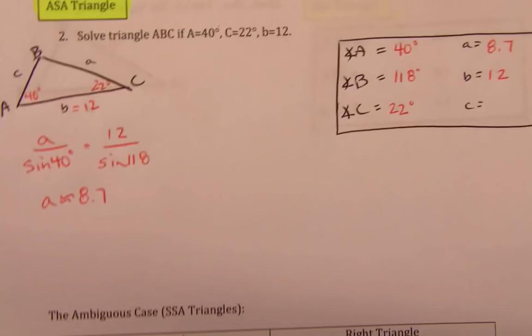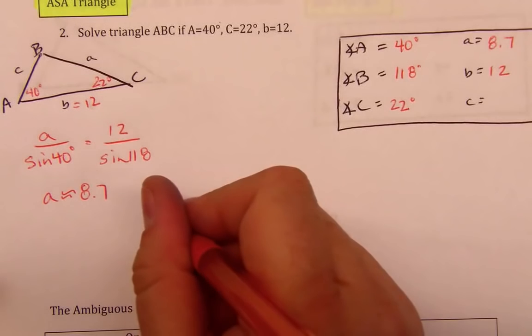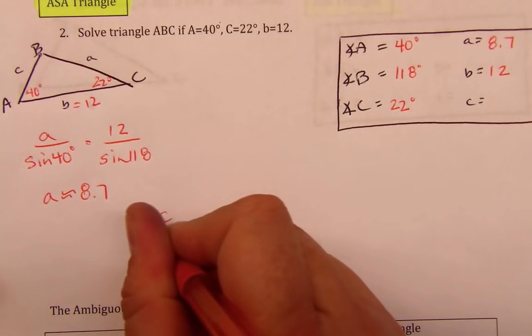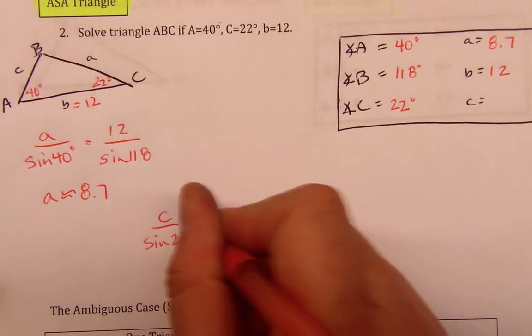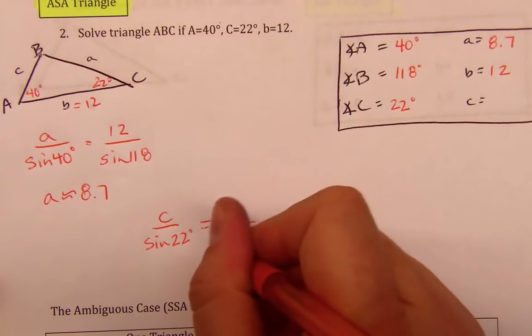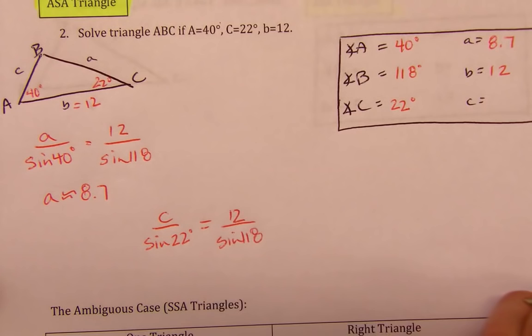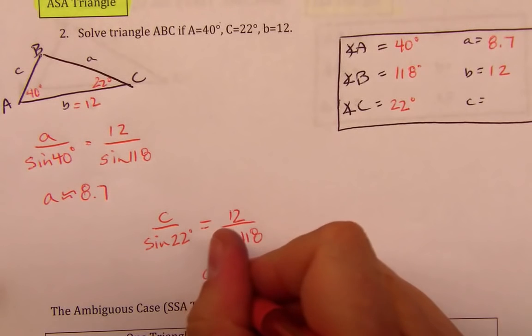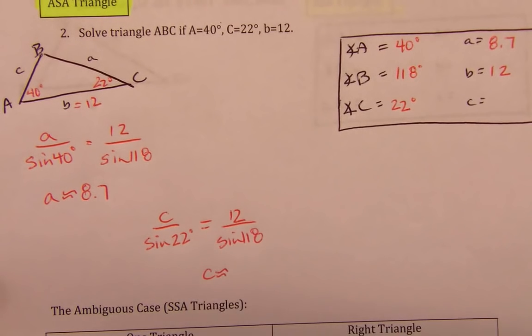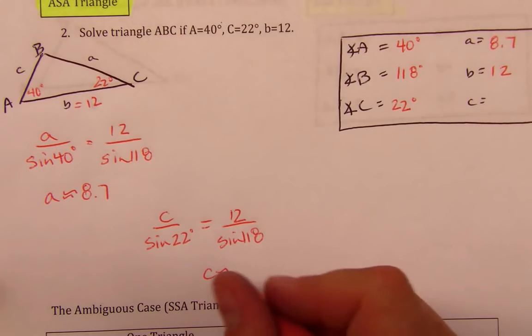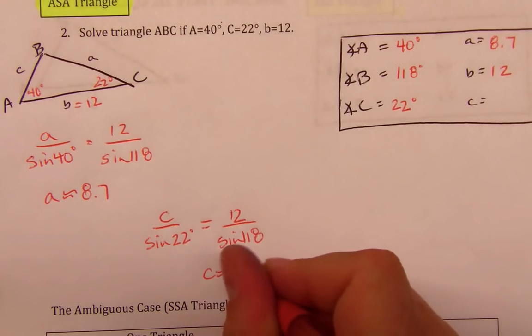Okay. And I can set up the same thing, C over sine of angle C, which is 22, equals 12 over sine of 118. And using my calculator, I can solve, and C is going to be about 5.1.